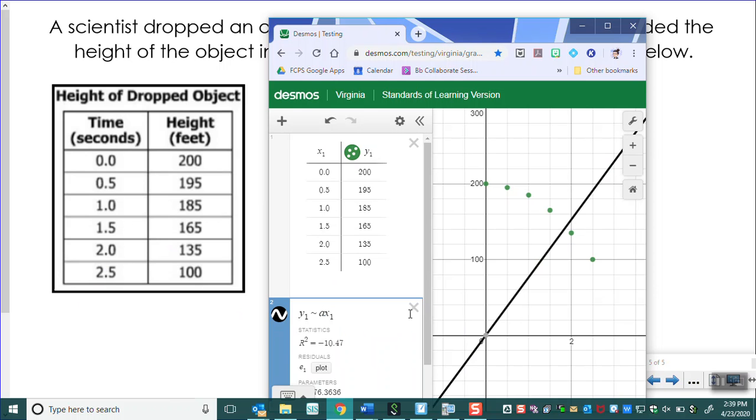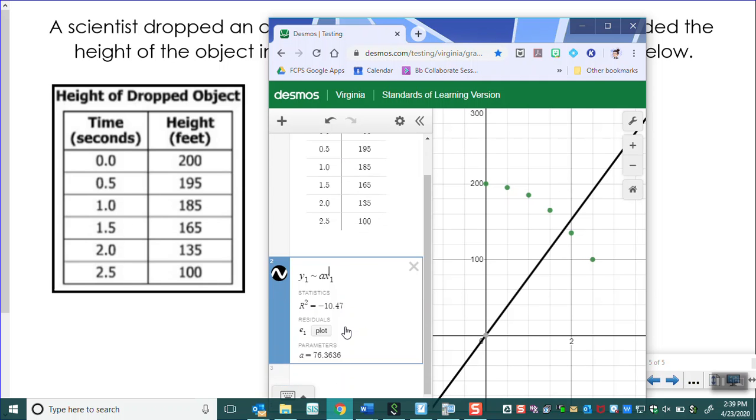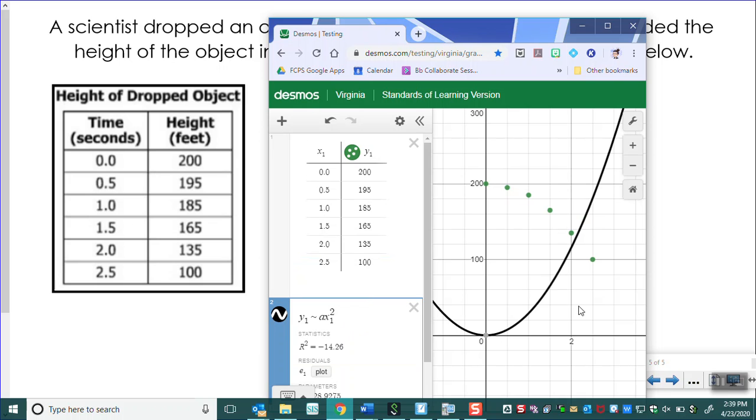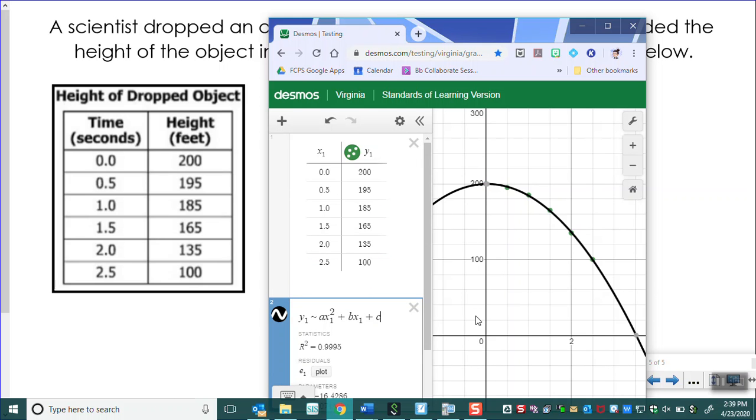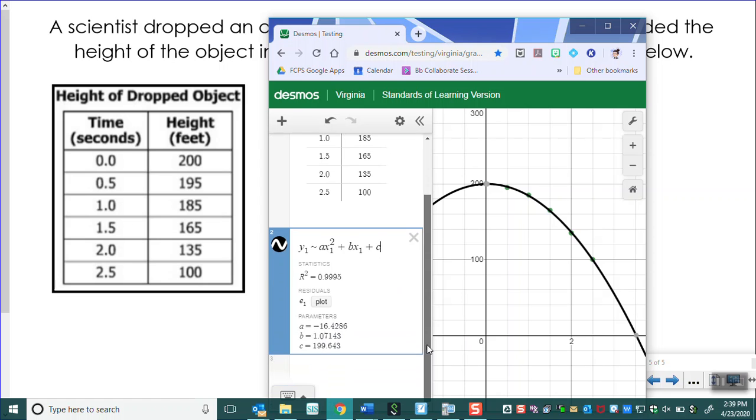And notice how if I just leave this, it creates a line, because y equals a number times x is just a linear equation. But instead, we want this to be quadratic. So I'm going to raise that to the second power, and it turns it into this parabola. But we got to keep going. So we're going to have plus bx1 plus c. So I have this standard form of my quadratic, ax squared plus bx plus c. And now Desmos has filled in those three values just like we get from the TI calculator.